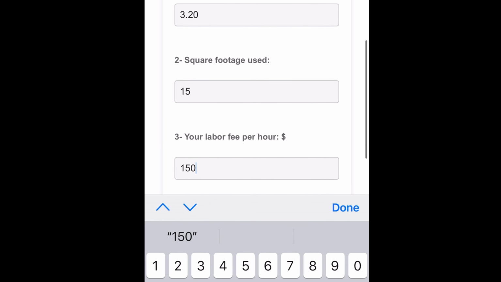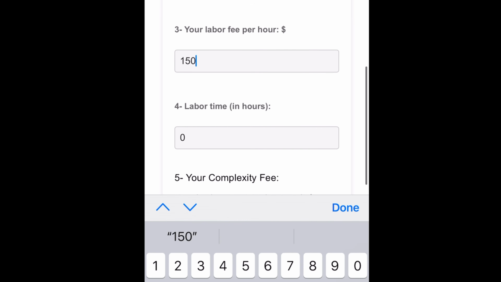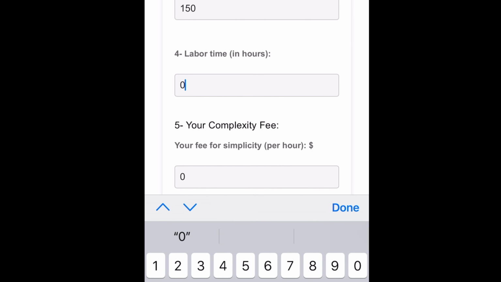Now, let's pretend that this project, the 15 square foot of vinyl that we're going to use for this medium-sized project, is going to take around 2 hours of labor to do, from cutting the vinyl to installation. It is a simple project, okay?